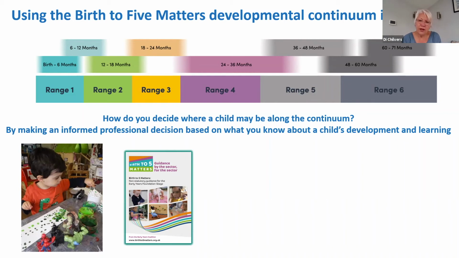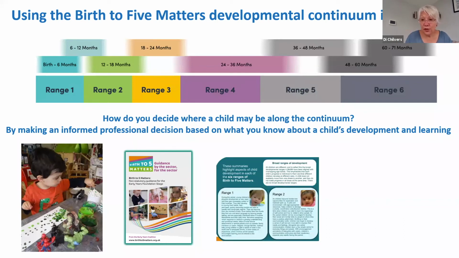And you think, well, okay, he's in range 4. So where do I think in range 4? Because range 4 is quite broad. So you might want to refine that decision about where Dylan is by using the typical age spans to help you refine it. Other things to look at.